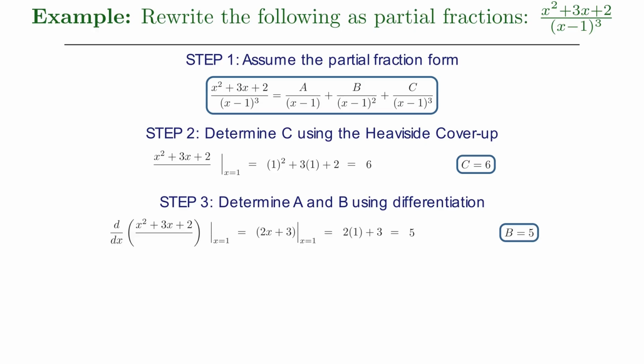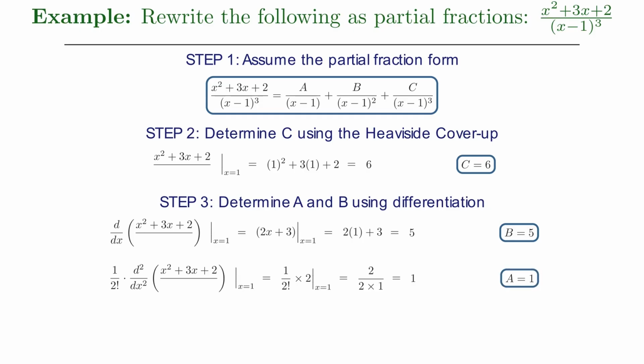To find A, the power is 2 less than the highest power of the x minus 1. This means I need to take 1 over 2 factorial. I take the left-hand side expression, cover up the x minus 1 terms in the denominator, but this time taking the second derivative. Again, I evaluate this at x minus 1 equals 0, which means x is equal to 1. This gives me 2 over 2 times 1, which is equal to 1. Therefore, A is equal to 1.